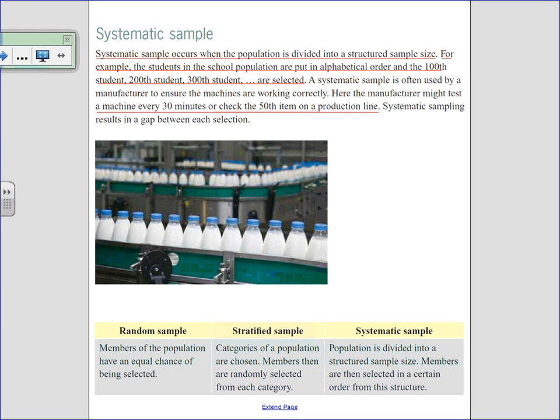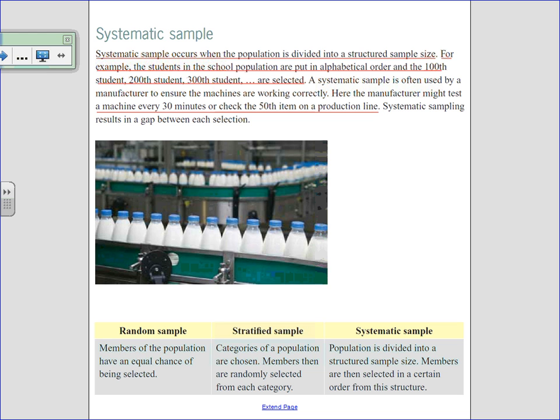Okay, so this is not random. You're saying that, for example, you have 300 things or people in your population, and you say, I want to choose every 10th person. So you get 100 people plus 10, 110, and you're picking every 10th. So it's much more systematic than just randomly picking, you're actually doing a system. So for example, this manufacturer might test the machine every 30 minutes, or take the 50th item on a production line. Because that's important for them, because they want to make sure that over a steady course of time, the quality and everything is up to standard.